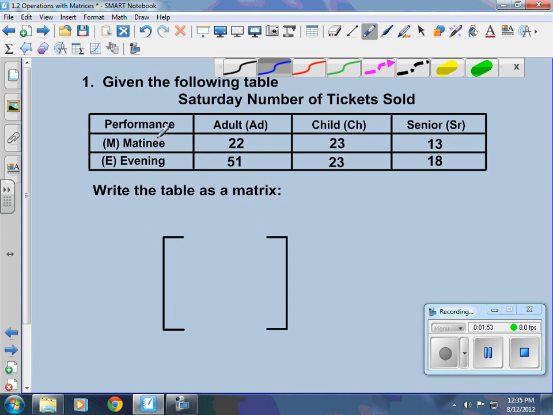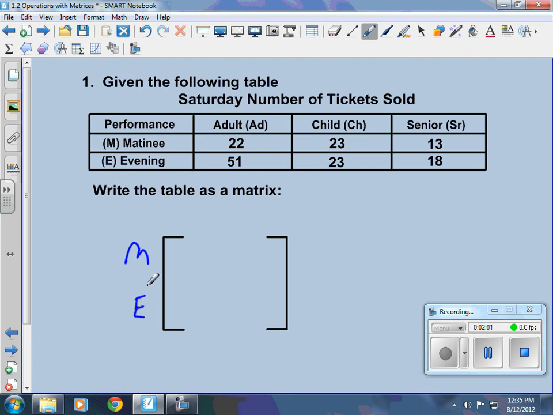So because this is on the right in a column, I'm going to keep matinee and evening on the right in a column. That's an M. That's matinee. That's evening. Okay? And then across the top, I'm going to put adult, child, senior.